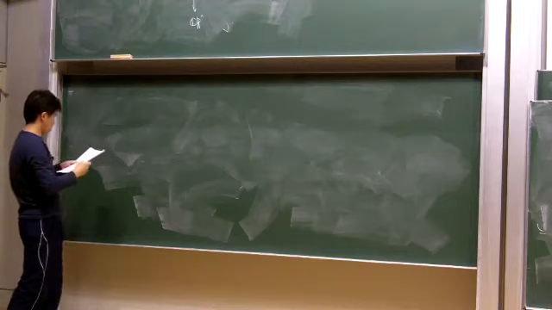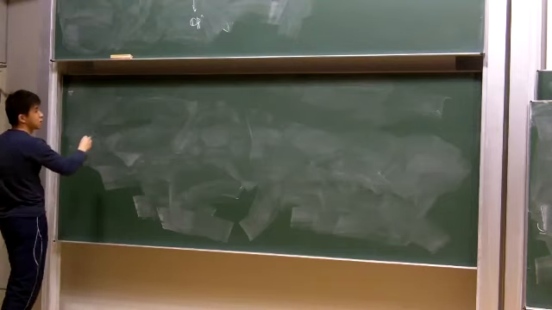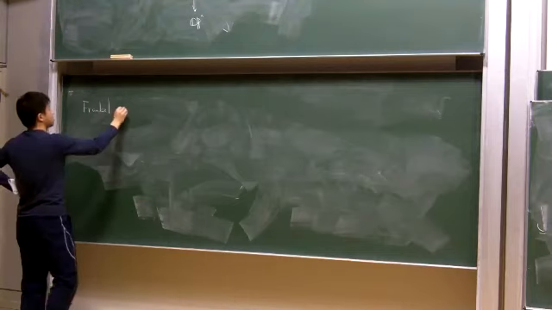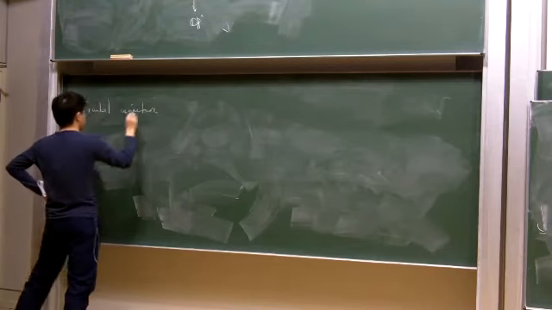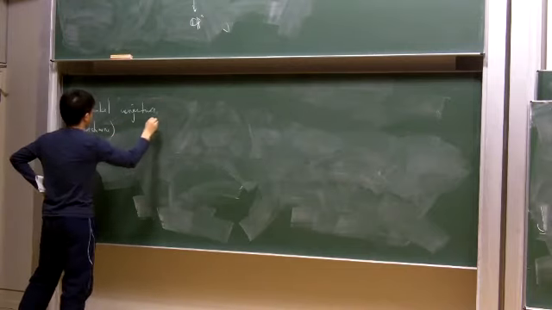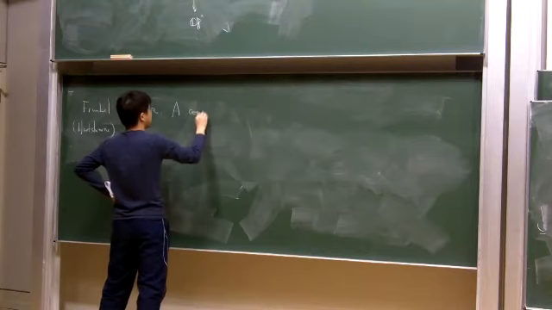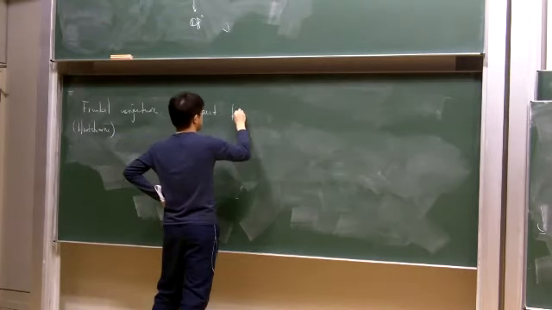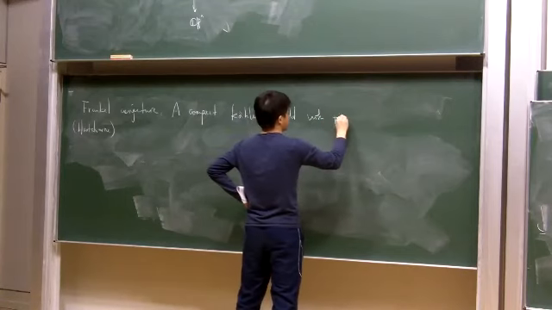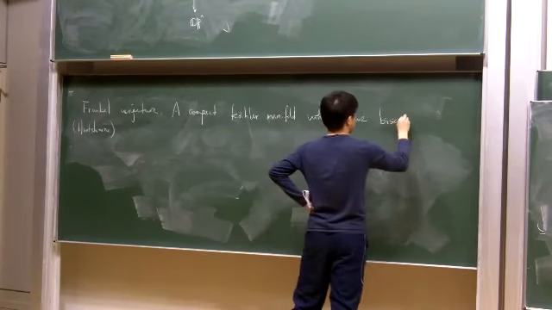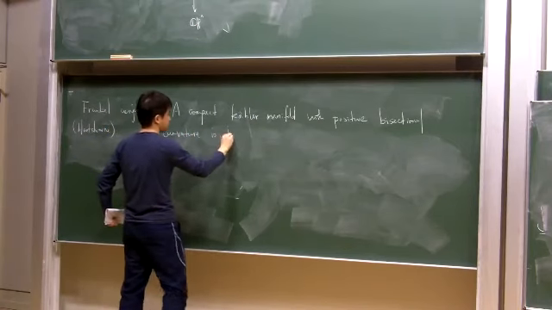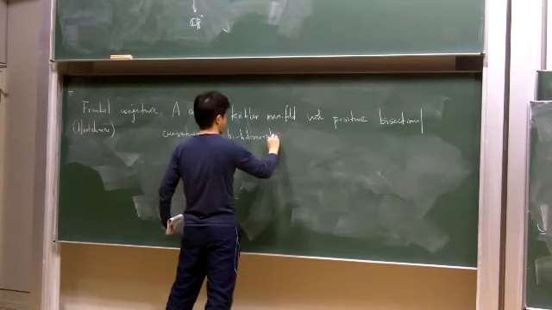So let's first recall a well-known thing in Kähler geometry, the Frankel conjecture, or in algebraic geometry it's called the Hartshorne conjecture, one of the Hartshorne conjectures. It says that a compact Kähler manifold with positive bisectional curvature is biholomorphic to CP^n.